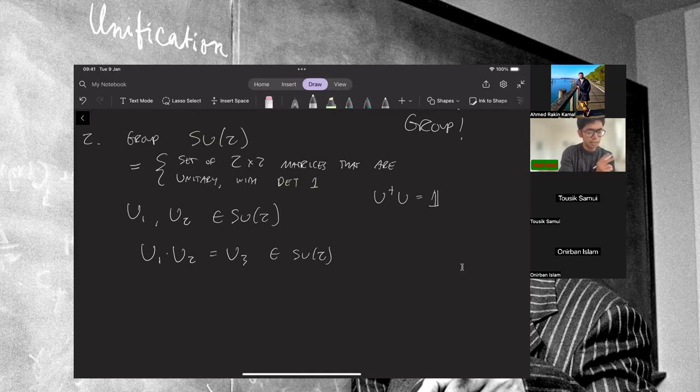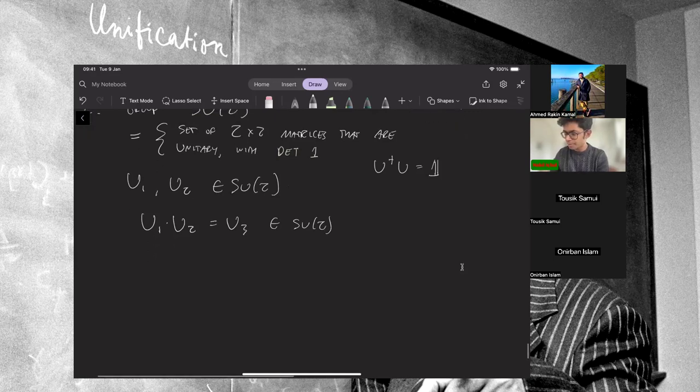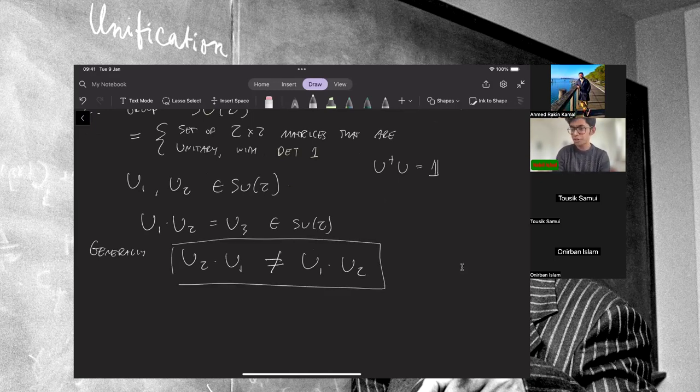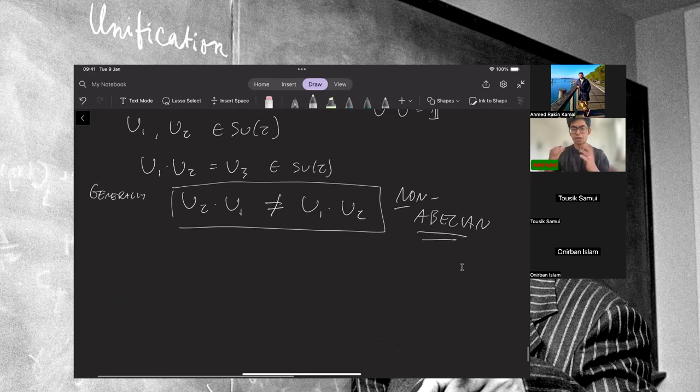Now, there is, however, a very important distinction here, which is that for this group, the group operation is not commutative. In other words, generally, U2 U1 is not equal to U1 U2. Okay. The group operation is not commutative, and this kind of group is normally called a non-abelian group. Okay. Good notation, right? This is abelian. This is therefore non-abelian. Okay. Now, I want to try to give you an example of why this is non-abelian.